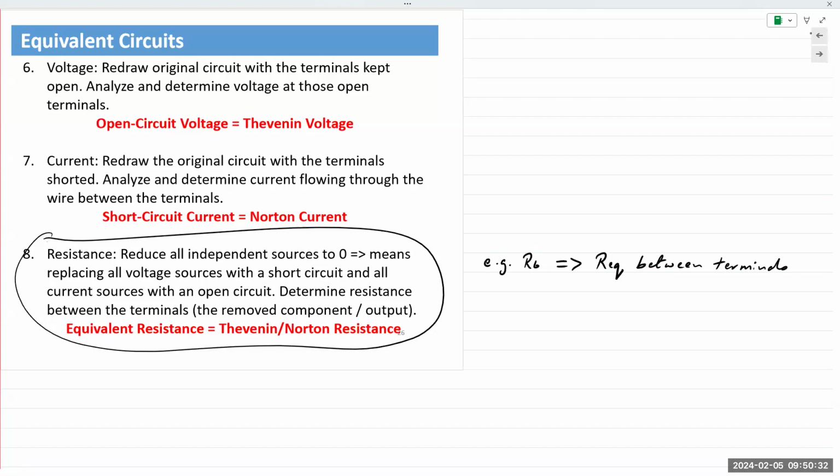Now, REQ again is simply taking resistors that are in series and parallel and reducing them down to one single resistance, which is something we did at the beginning of this chapter. So again, not a new analysis technique. You're simply applying the technique to determine the Thevenin resistance.